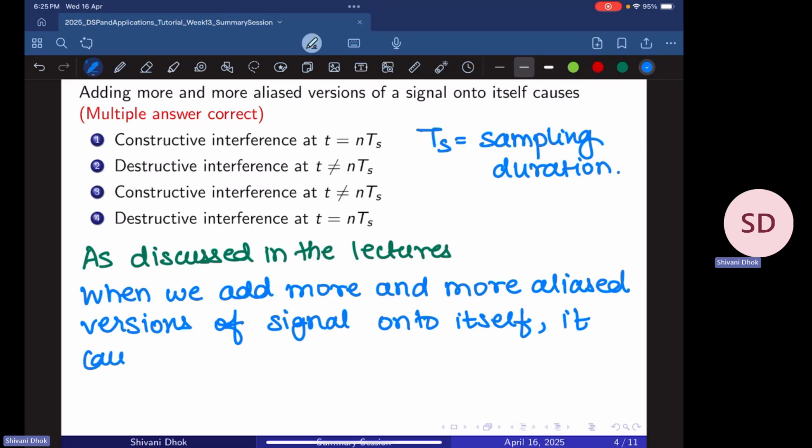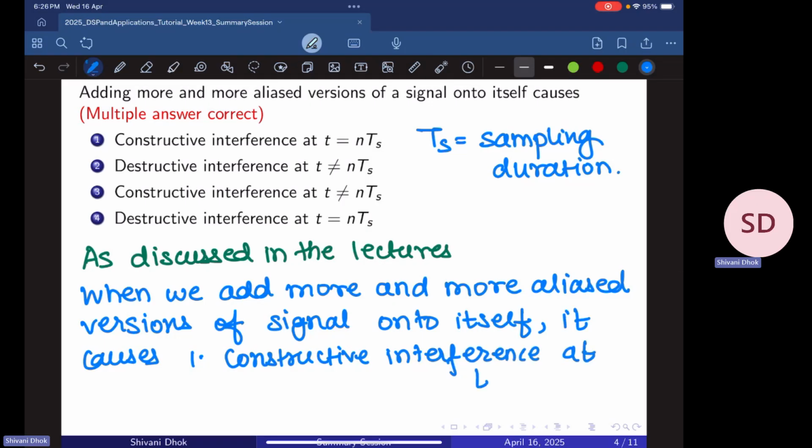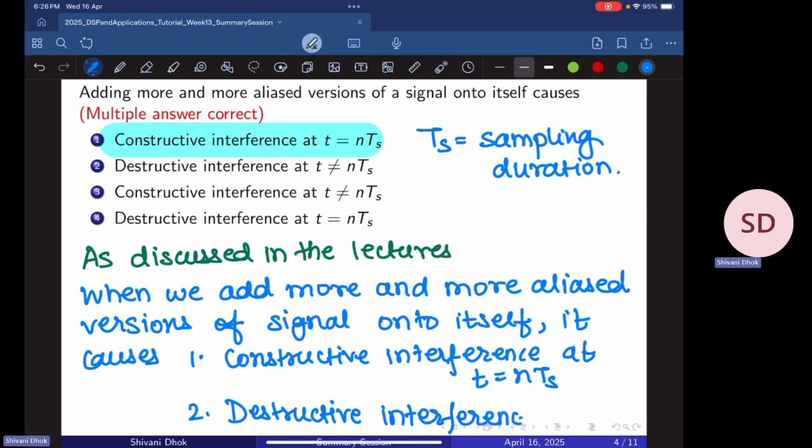It causes, one, constructive interference at every integer multiple of the sampling duration. That means that the first option is correct. And destructive interference at T naught equal to n times Ts, which means the second option is also correct.